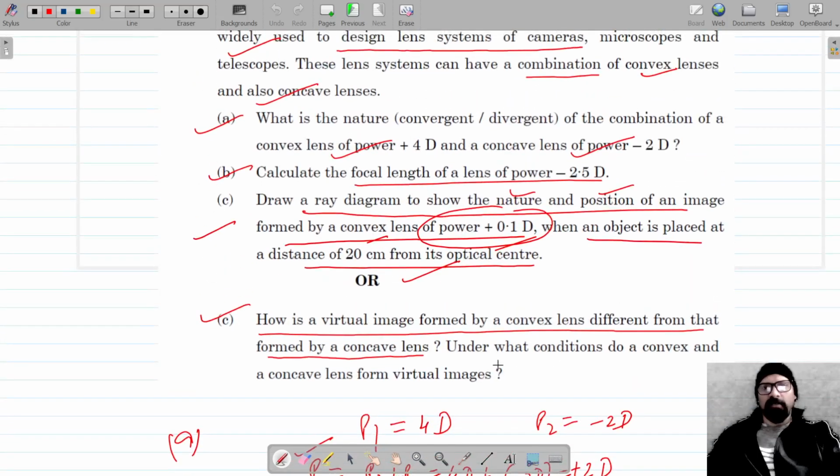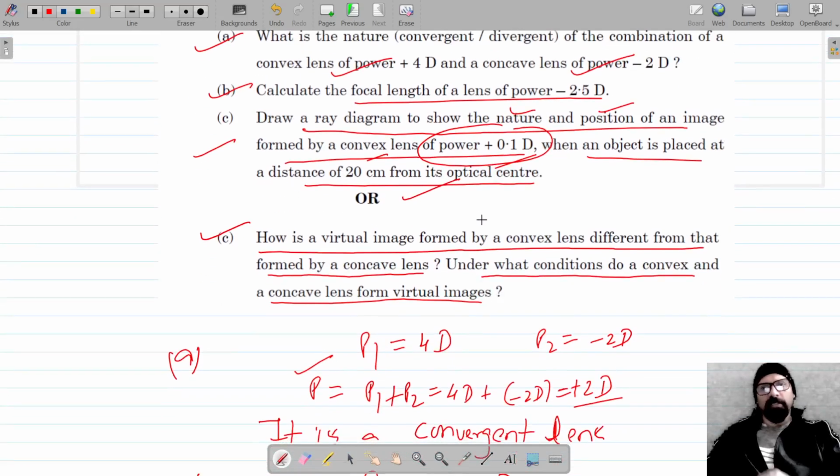Okay, and under what conditions do a convex and a concave lens form virtual images? I have given the answer: for a convex lens, the object is between O and F, and for a concave lens, for virtual images the object is anywhere between infinity and the optical center.